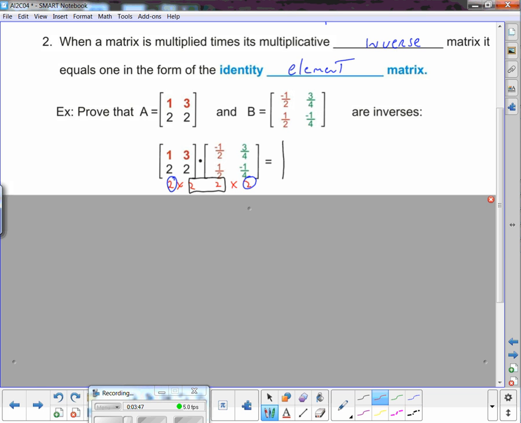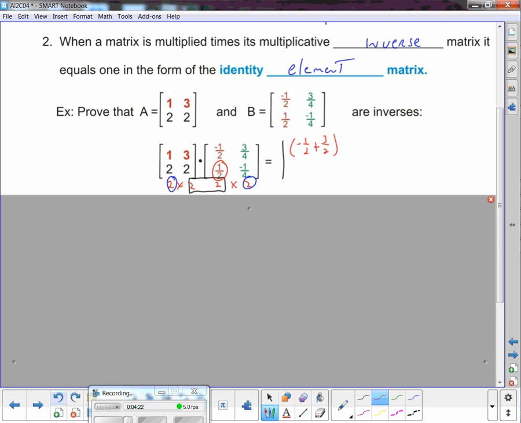Now we got to get back to multiplying matrices, not scalar multiplication, right? Multiplying matrices. All right, so the first element is going to be 1 times negative a half. And hopefully you agree that's negative a half. And remember, we're doing across and down. So as we go across the top row, now we're at the 3, right? And what do we have to multiply the 3 by? We got to go down to the half. So it's going to be a 3 times a half. Not a problem. That's 3 halves, right?